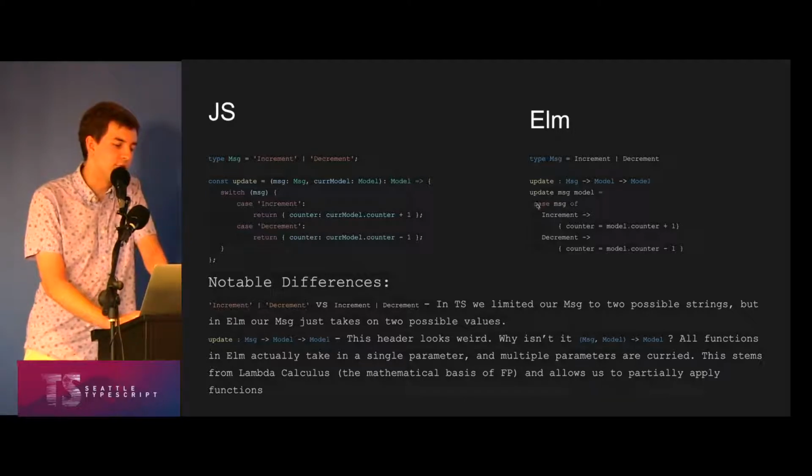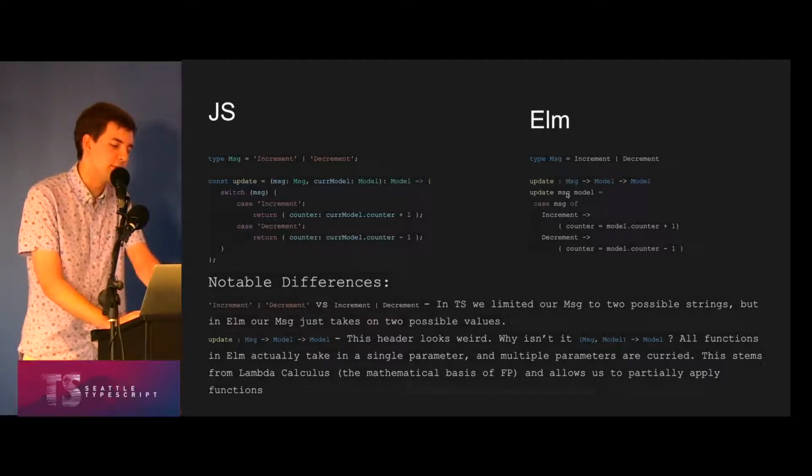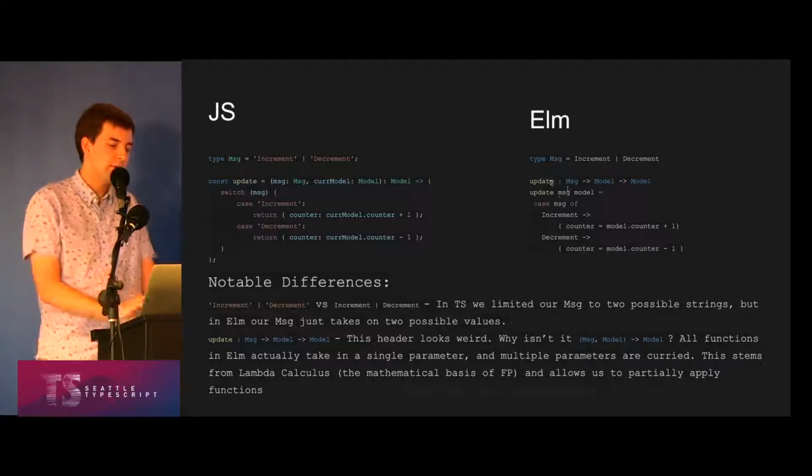Another thing that's really funky about this comparison is the way that this method header looks. It's a method that takes in two parameters and produces an output. And it might look at first pass like it's a function that produces a function or something like that. And the reasoning behind this is actually because everything in Elm literally takes in one parameter.